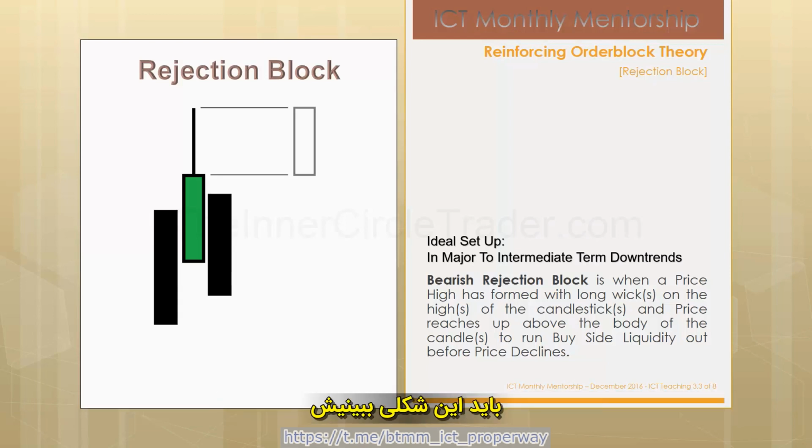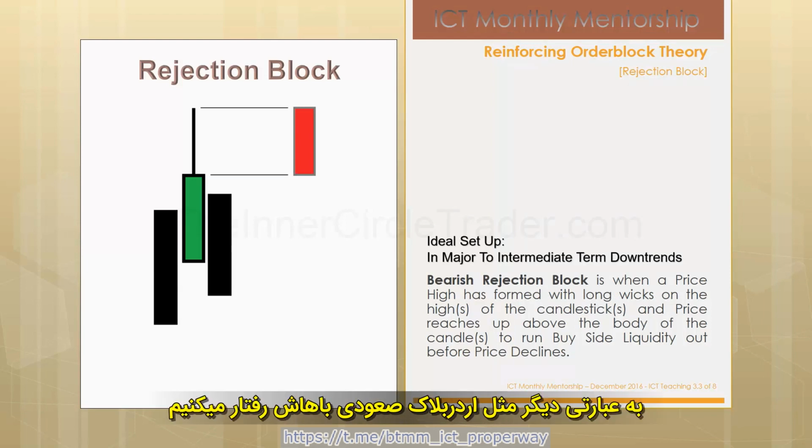And in your mind, you should be viewing it like we have here, a candle all in and of itself. This range is going to be a selling block. In other words, we treat this as a bearish order block.